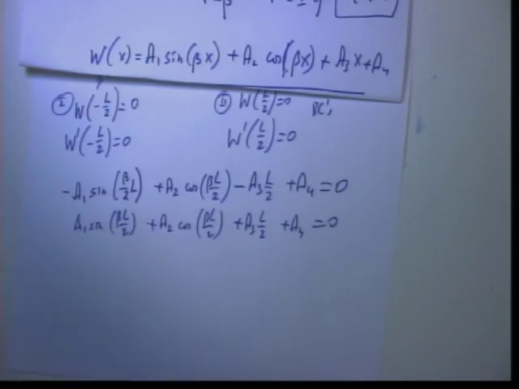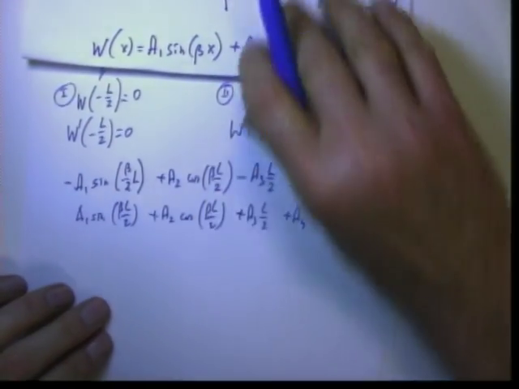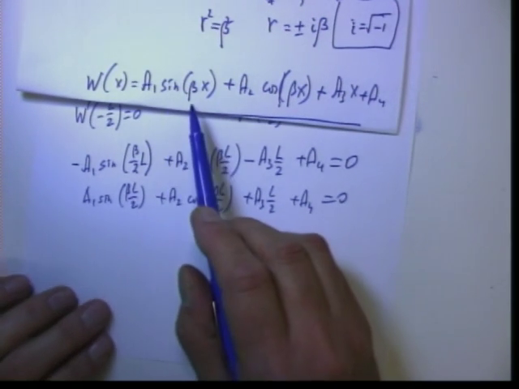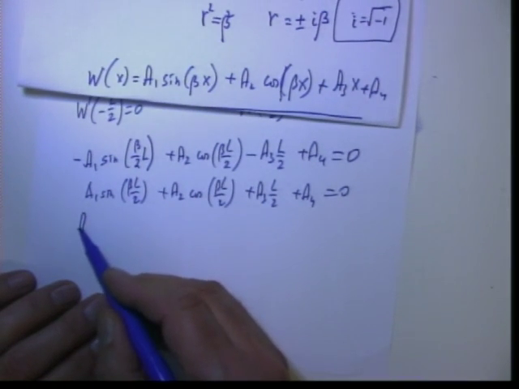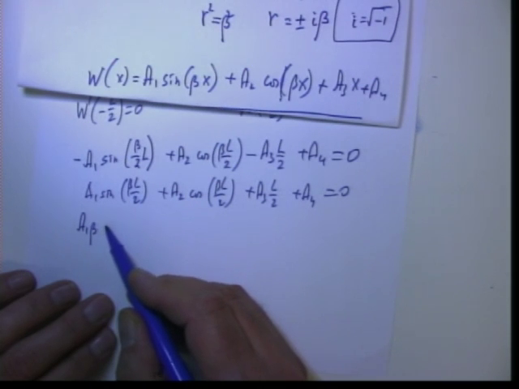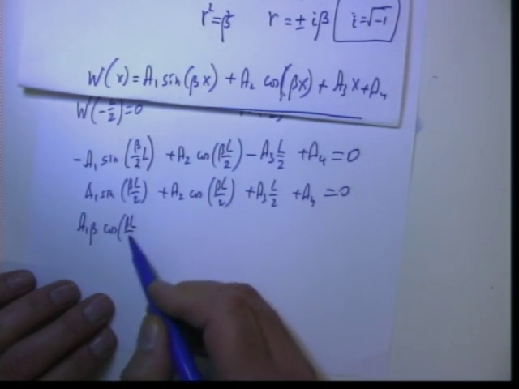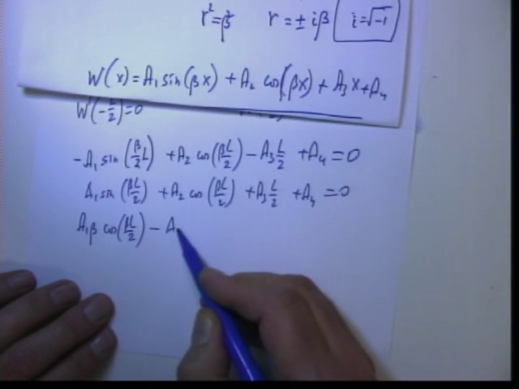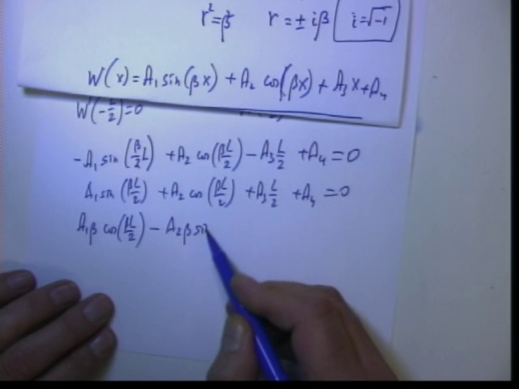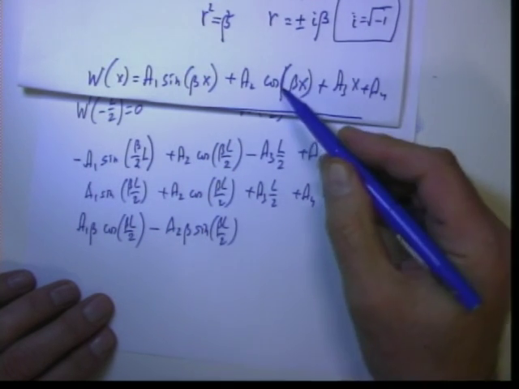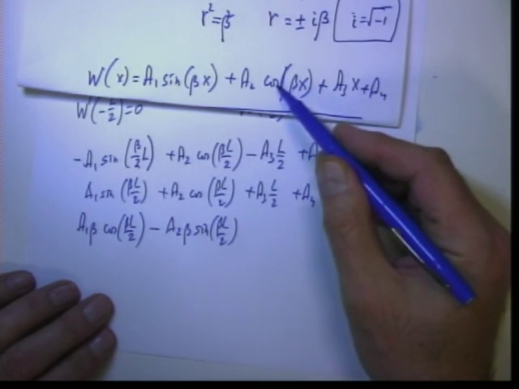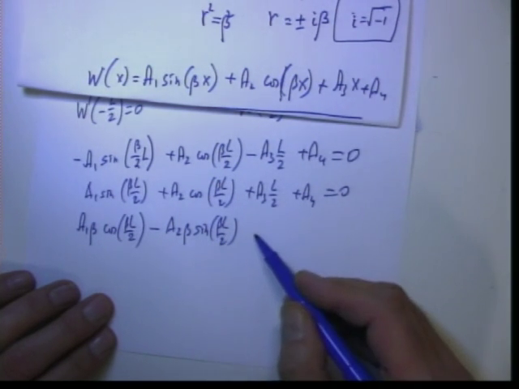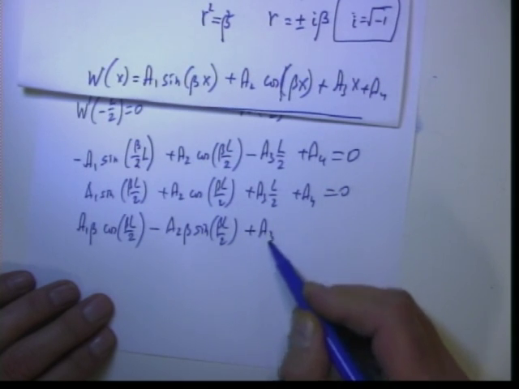Now, second, now we differentiate this guy, okay? Now we want to put these things. So when I differentiate, I get, first of all, A1 beta, and then we have cosine beta L over 2. Then from here, when I differentiate, this will be minus A2 beta sine beta L over 2, because now I got sine, and when I put minus beta L over 2, I get minus. Then will be the differential of A3, this equals 0.